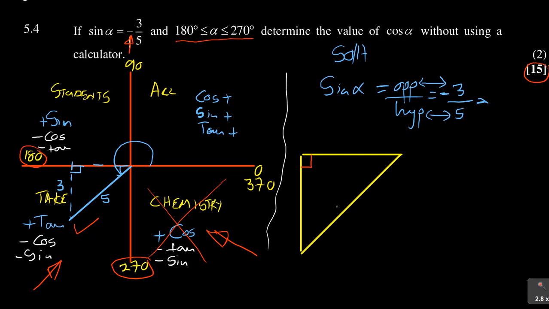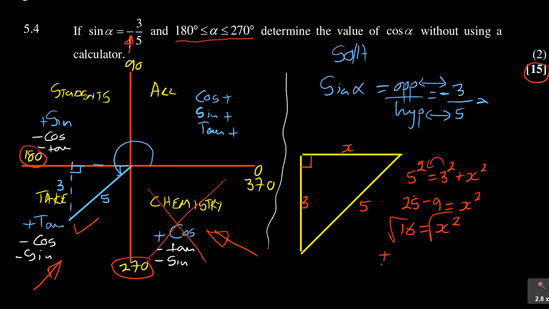So you have a shape like that, where this is 3, that is 5, and using Pythagoras theorem, this is your x. Now 5 squared is equal to 3 squared plus x squared, so 5 squared is 25, minus 3 squared, which is 9, is equal to x squared. Now 25 minus 9 is 16, which is equal to x squared. Do that so that you have plus or minus 4 is equal to your x.